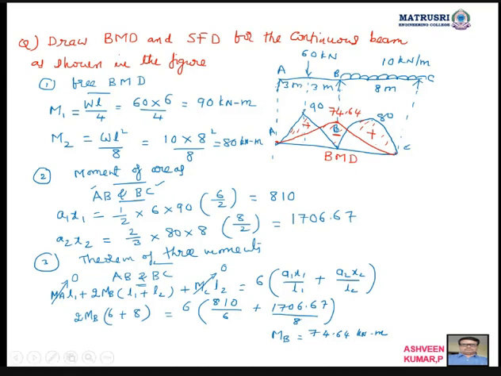Now you want to go for the shear force diagram. The bending moment diagram is only up to here. Sometimes in the examination, I will ask only the bending moment diagram. Then we will go to the shear force diagram. For the shear force diagram, first I will calculate the support reactions. What is the step here? Third. Now I will go to the fourth step.